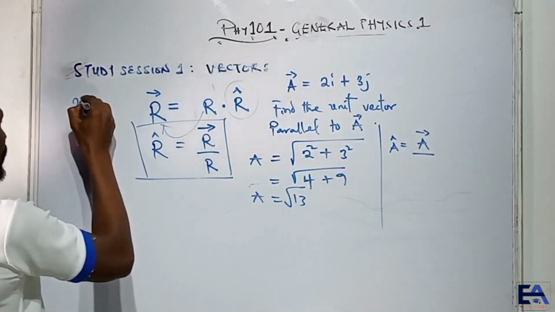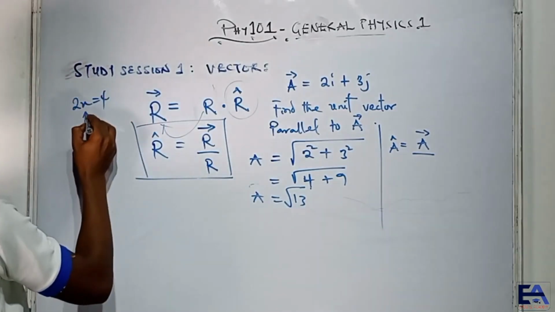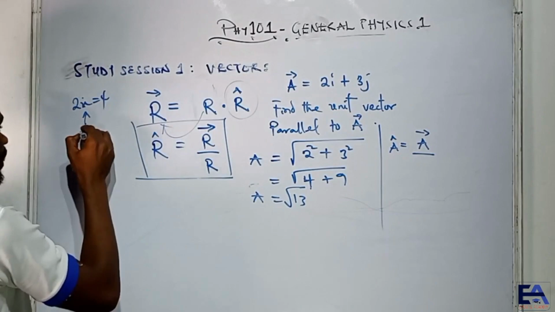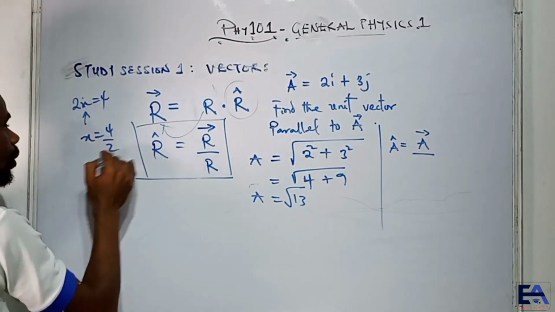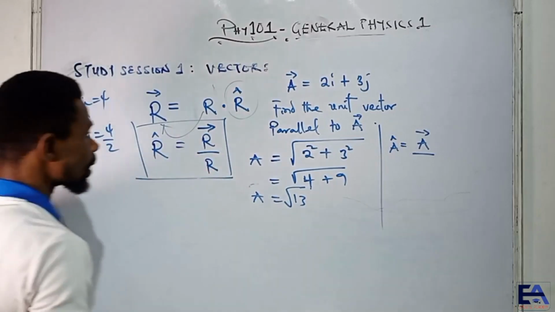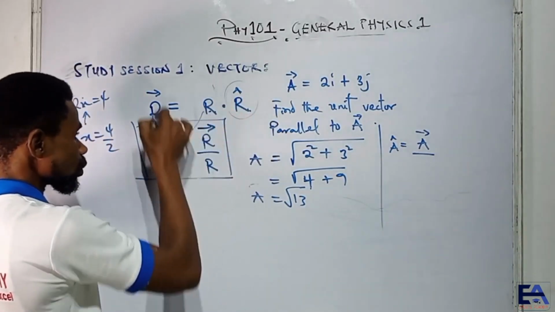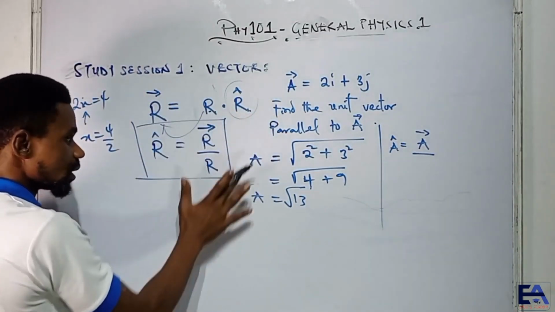I made this the subject of the formula and took the magnitude to go and divide. Just as if you say 2x is equal to 4, you're looking for x, x will stay and the 2 will go and divide. So you have x is equal to 4 divided by 2. That's the same thing I did here. I kept this one and took this one to go and divide. That is what formed this here.